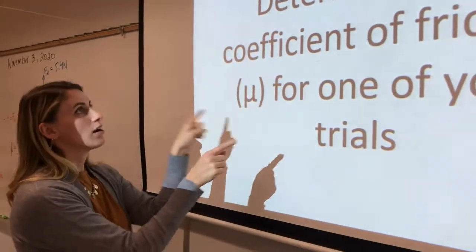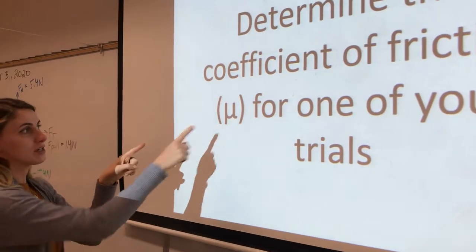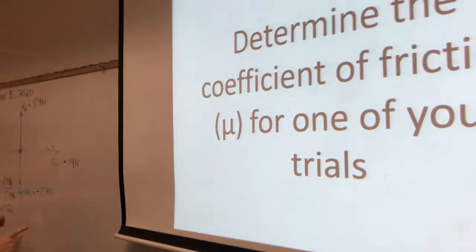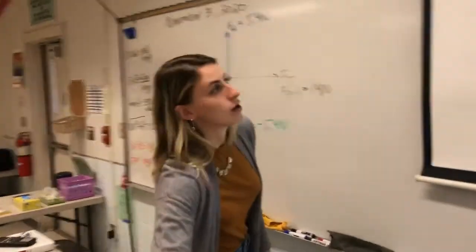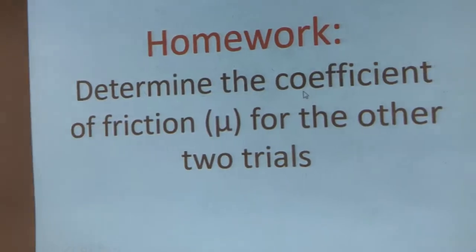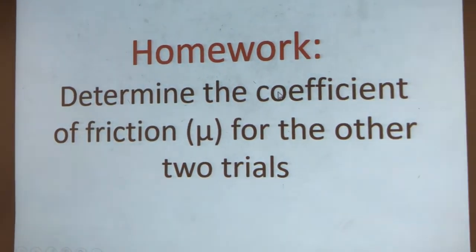All right, so we have already determined the coefficient of friction, mu, for one of your trials, the negative 0.26. Your homework is to determine the coefficient of friction for the other two trials. Go ahead and begin.